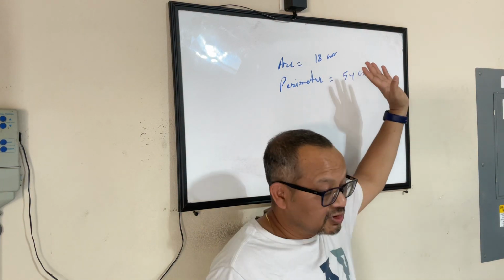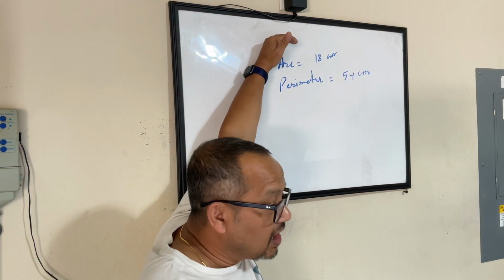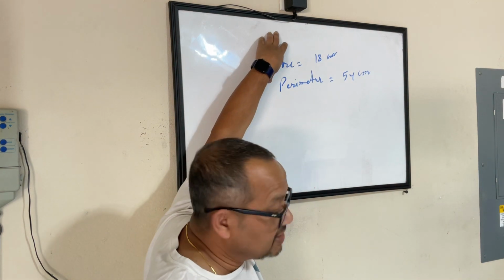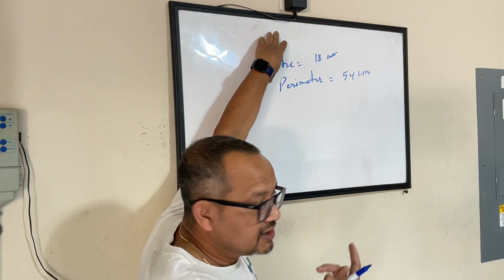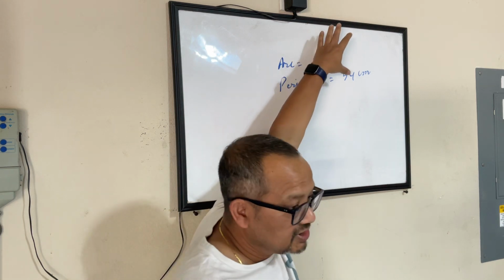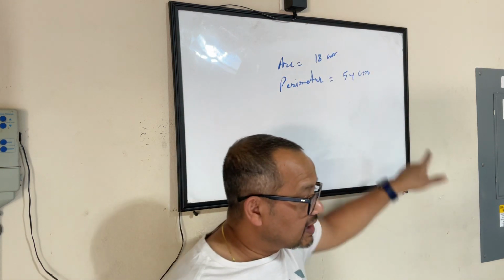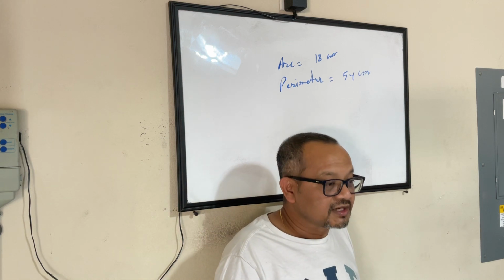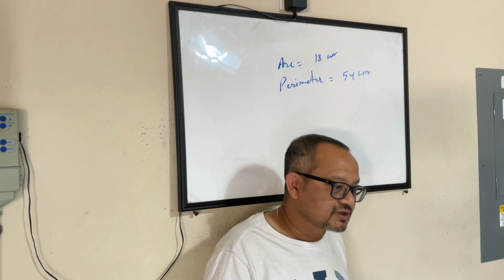Let me read the question one more time. I'm saying the arc on the perimeter of a circle is 18 centimeters. The total perimeter length is 54 centimeters. Find out the angle it makes at the center of the circle.